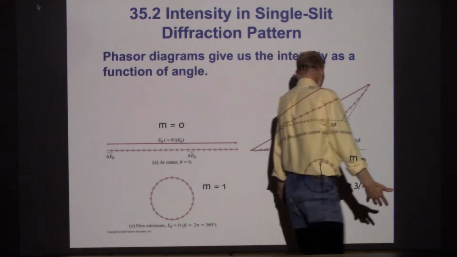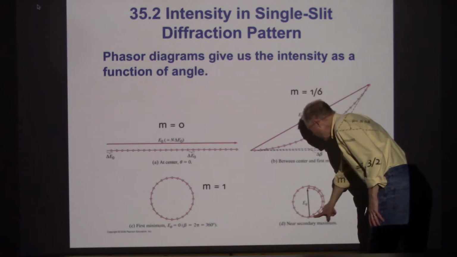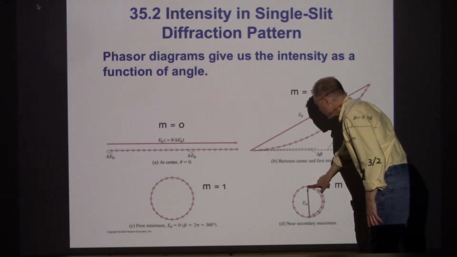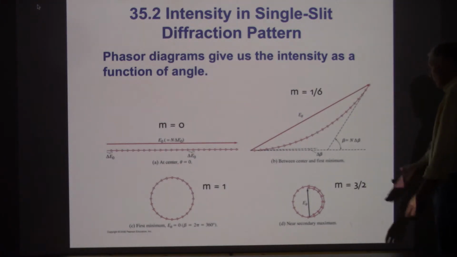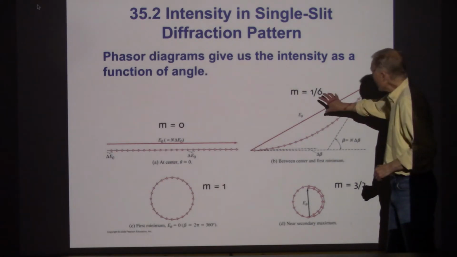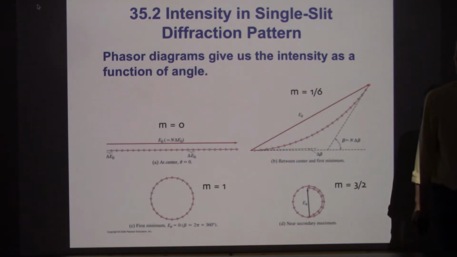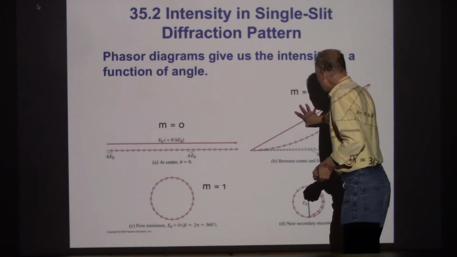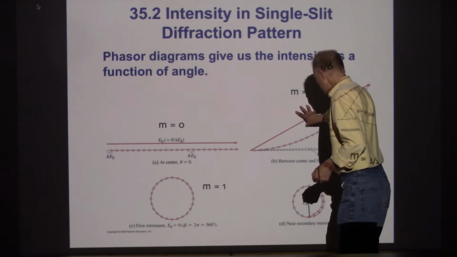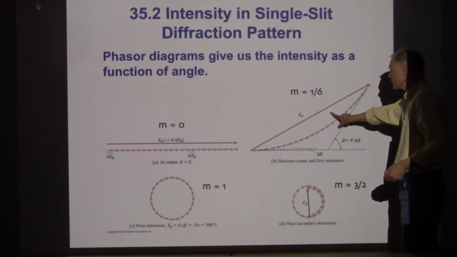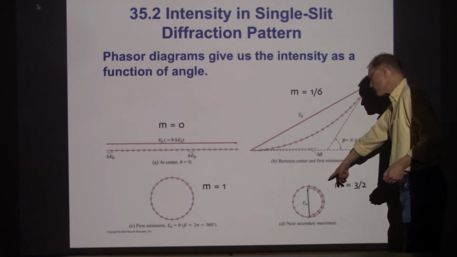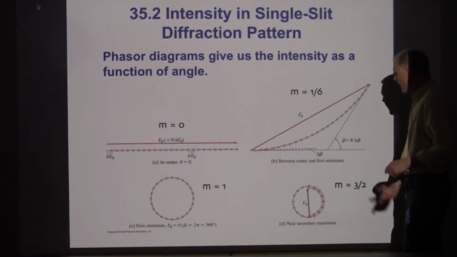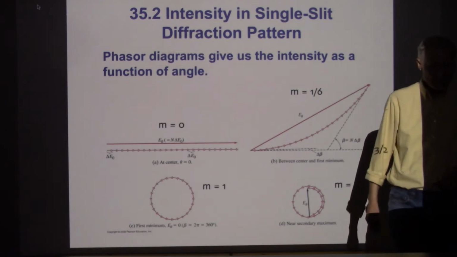Now, if I do 3/2, if I wrap this thing even tighter so that I go through 3/2 of a cycle, then I'm going to get a maximum, or something close to a maximum there. The intensity depends on the amplitude squared. That's something we looked at in chapter 34. And so as this E sub theta gets smaller and smaller, here it is a little smaller, there it's gone to 0. Here it's back, but it's not very big. That squared gives us the intensity.